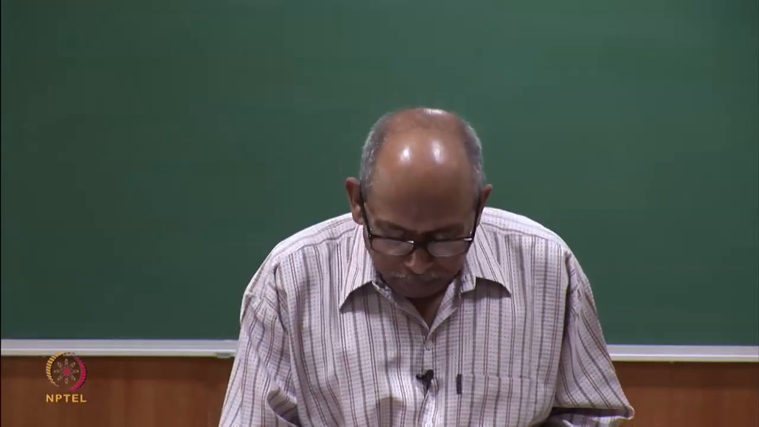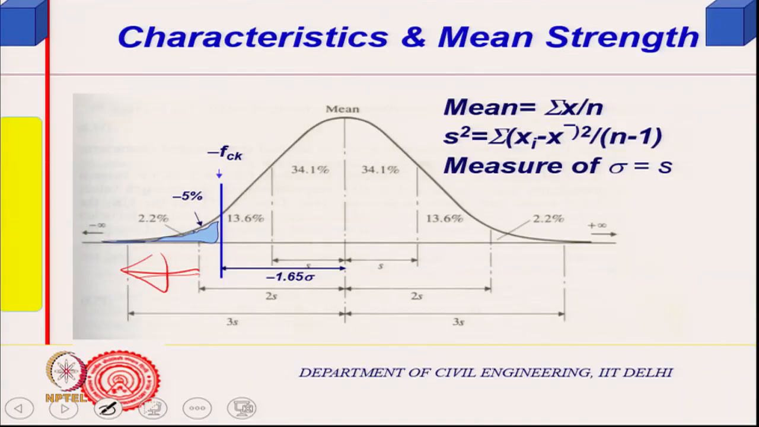So, 5% of the samples, so it is somewhere here, mean is somewhere there. So, FCK plus 1.65 sigma, because corresponding to 5% area, it is 1.65 sigma distance away from the mean. So, mean is FCK plus 1.65 sigma, all right, mean equals FCK plus 1.65 sigma. So, that is what it is.